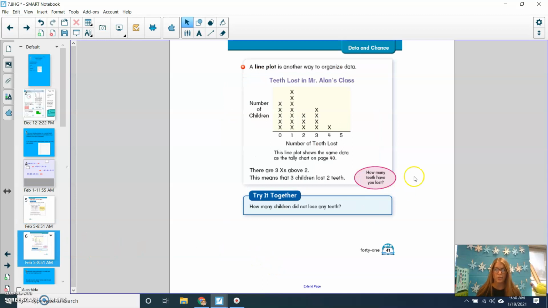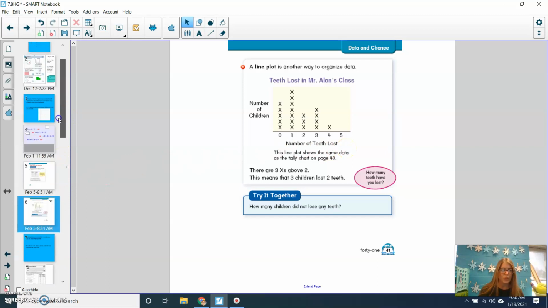Now another way to organize the information is using a line plot. So you can see we're still looking at teeth lost in Mr. Allen's class, but this line plot shows the same data as the tally chart on page 40. So there are 3 X's above 2, and this is showing again that there are 3 children that lost 2 teeth. The X's are my number of children, and the numbers on the bottom are the number of teeth lost.